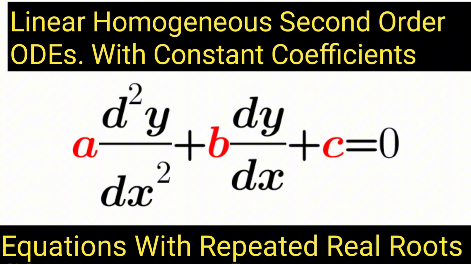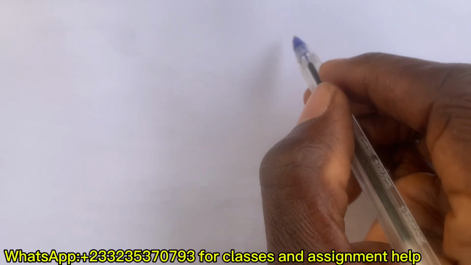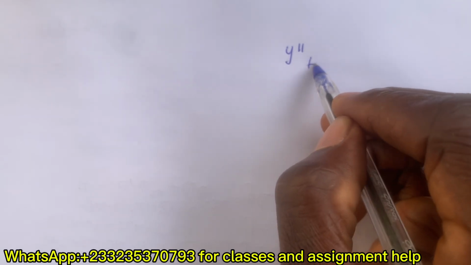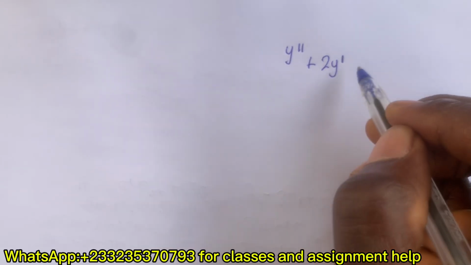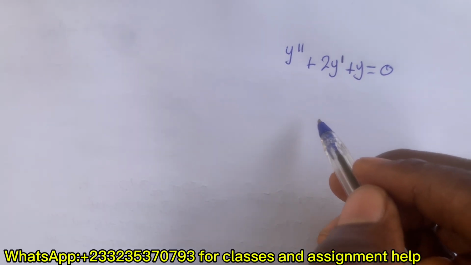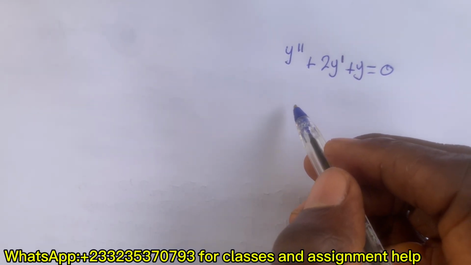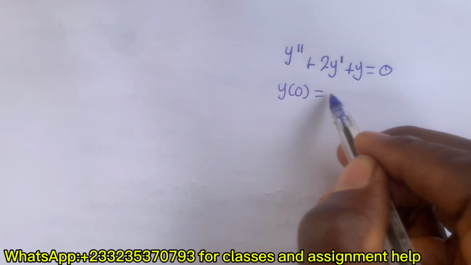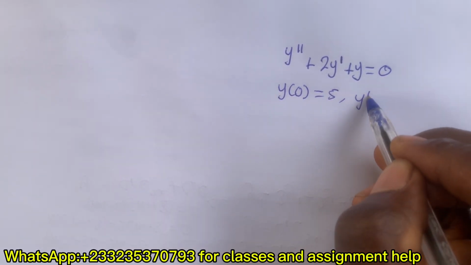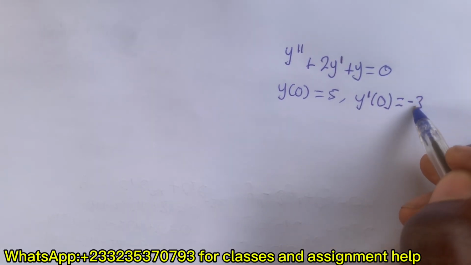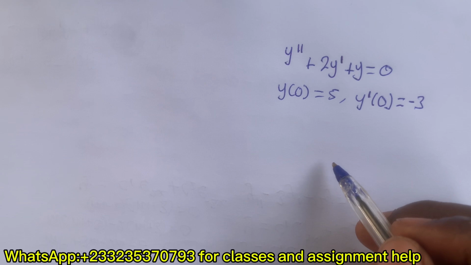Now, let's take this question. If I have y double prime plus 2y prime plus y equal 0 with the initial conditions y of 0 equal 5 and y prime of 0 equal negative 3. It means that we are going to have a particular solution as well.